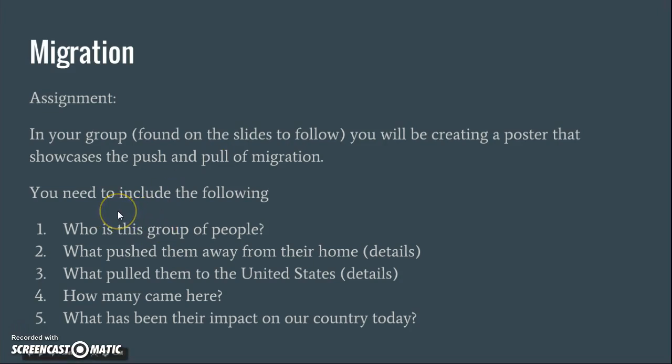Number 1, who is this group of people? Who are they? What are they? Where are they from? Number 2, what pushed them away from their home? Give details. What were some reasons that in this part of American history, this group of people were pushed from their homes? Number 3, what pulled them to the United States? I want specific details about what pulled these people away from their country towards the United States. I want some statistics on how many came here. And then finally, what has been their impact on our country today?